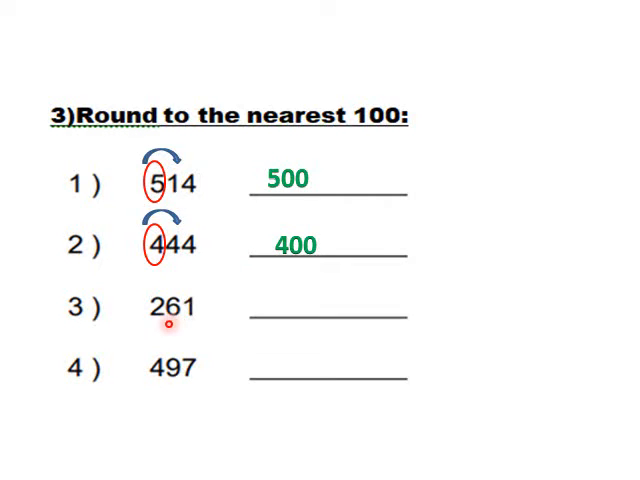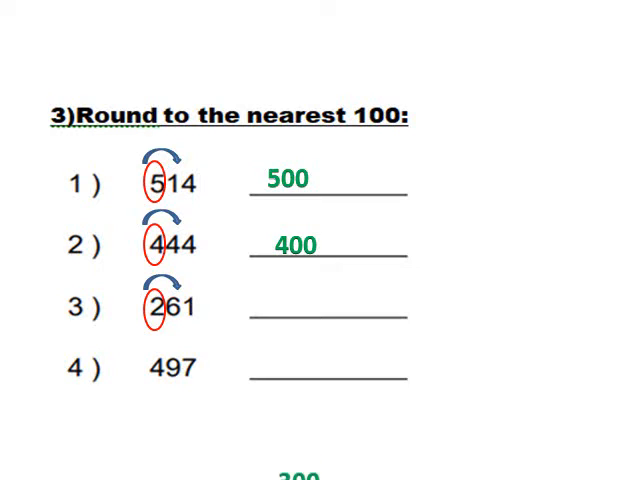261, I'm rounding to the nearest hundred, so I will circle the digit in the hundreds place. Then check the digit on the right side. It's 6. Is 6 a weak number or a strong number? Oh, it's a strong number. So the number in the hundreds place will increase. Yes, the 2, I will add 1.